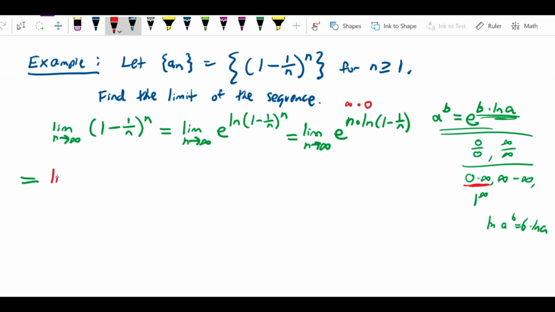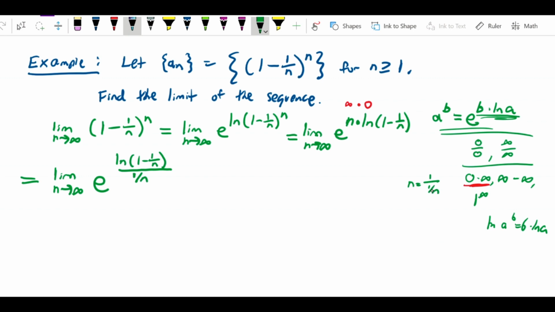This is going to be the limit. Let's get back to my green pen. This is going to be the limit as n approaches infinity of e^(ln(1 - 1/n) / (1/n)). All I'm saying is that multiplying by n is the same thing as dividing by 1 over n, right? In other words, n is equal to 1 over (1 over n).